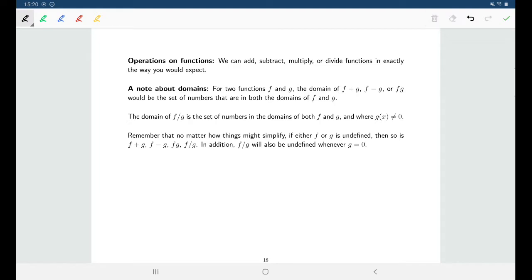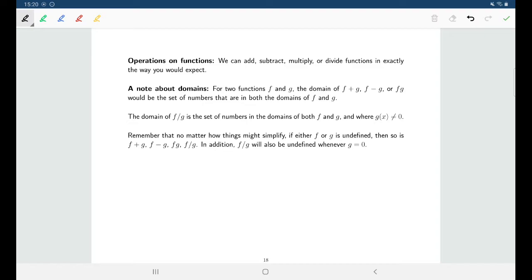The one thing that we will have to say is just a note about the domains for those functions, because of course, if f is a function and g is a function, then f plus g should be a function, and f plus g will have some sort of domain. And the thing that we want to know is, how do the domains for f and g relate to the domain of f plus g?